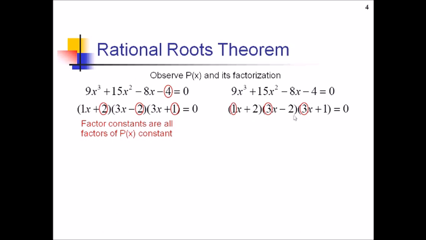Oh yeah, 1, 3, and 3, that multiplies to give us this 9, which makes sense because if you multiplied all these together, eventually you'd be multiplying 1x, 3x, and 3x together to get 9x cubed. So then these numbers, the x coefficients, are all factors of p of x's lead coefficient.